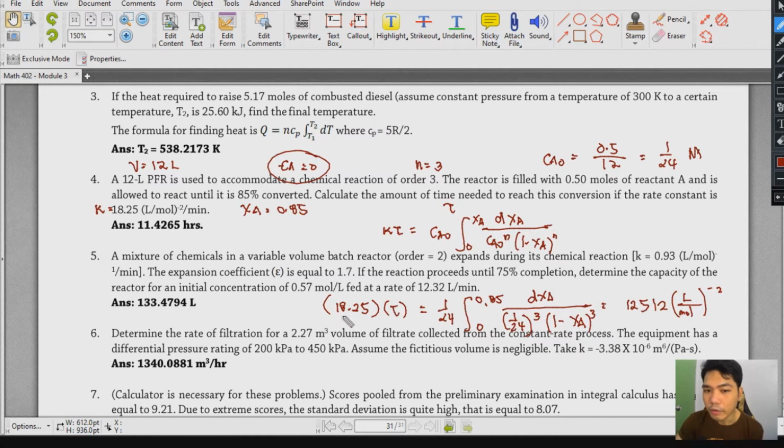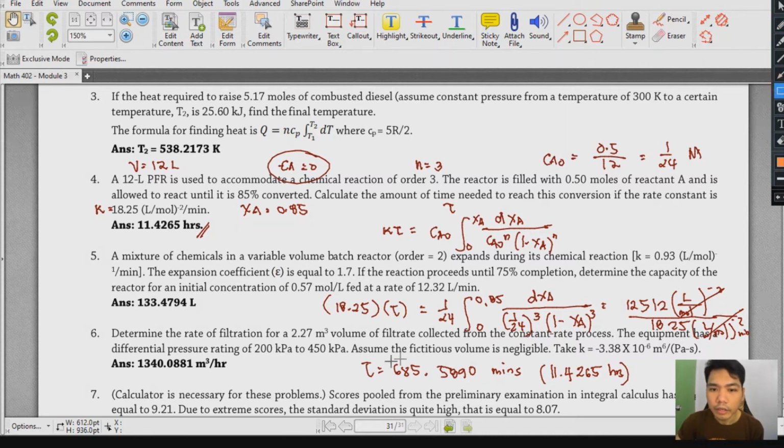And then to find tau, you have to divide this by 18.25 liter per mole, to the -2 minute. So you can cancel this unit, and then you should be getting a value that's equal to 685. So tau is equal to 685.5890. That is in minutes. So you have to convert this in terms of hours kasi though wala naman sinabing in terms of hour, pero since yun nakalagay sa inyong handout, so convert natin. Just divide it by 60. So that's 11.4265 hours.